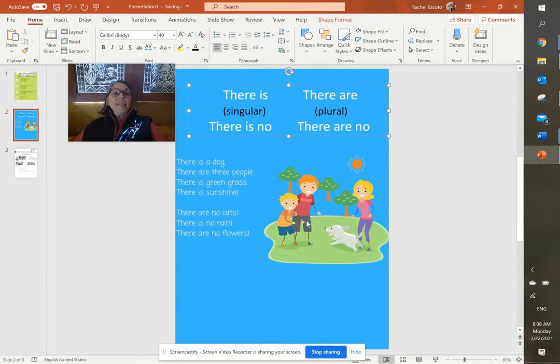We can say there is a dog. There are three people. There is green grass. Remember, because grass is non-count, we use singular. And there is sunshine, also non-count and singular. But we can see there are no cats, right? That's a plural, cats. So we would say there are no cats. There is no rain. There are no flowers.